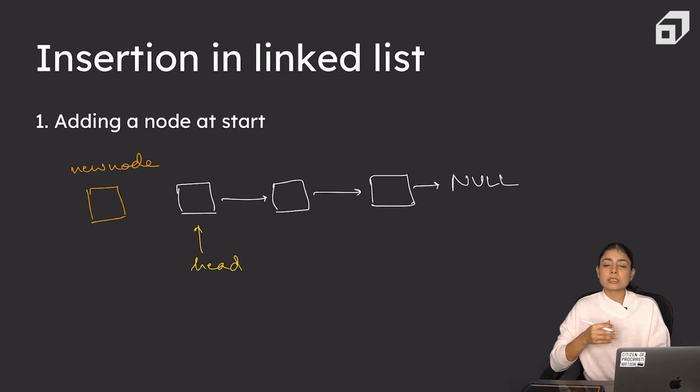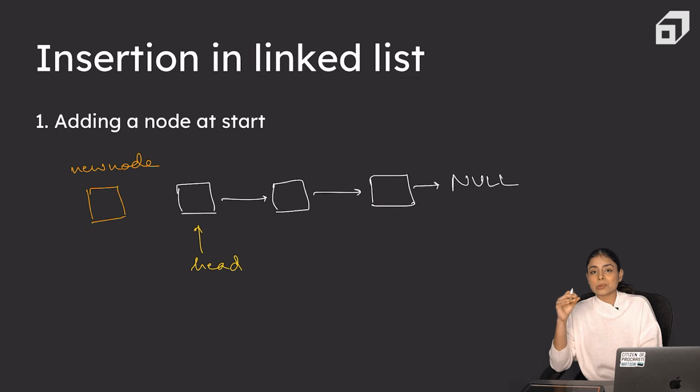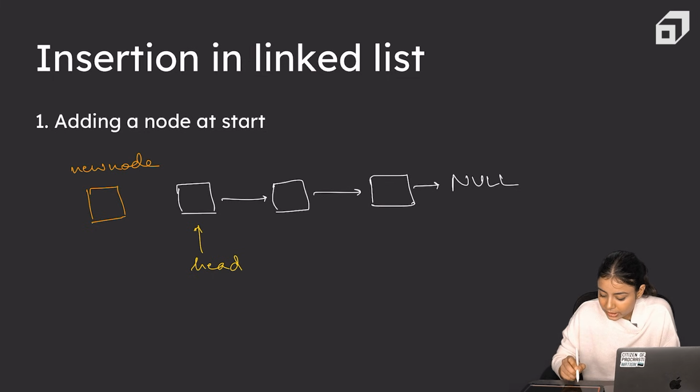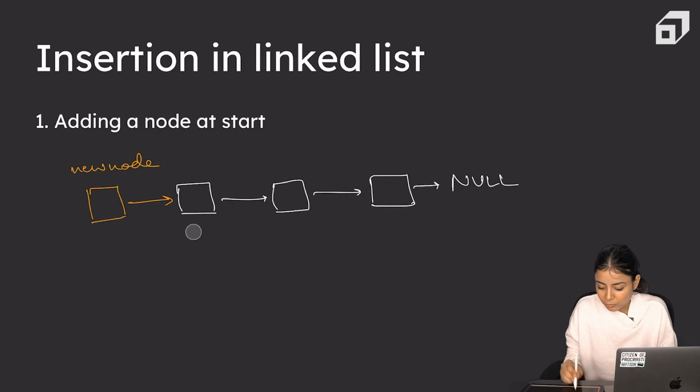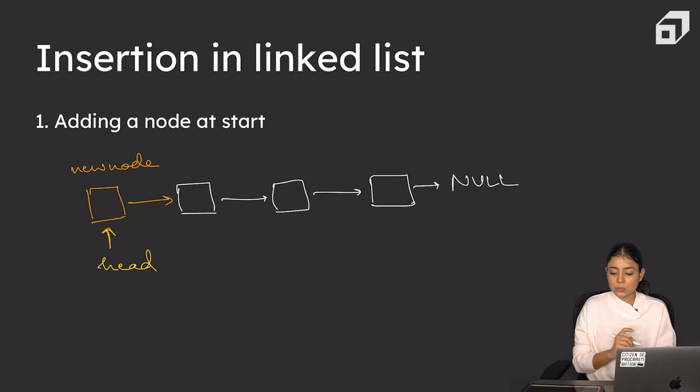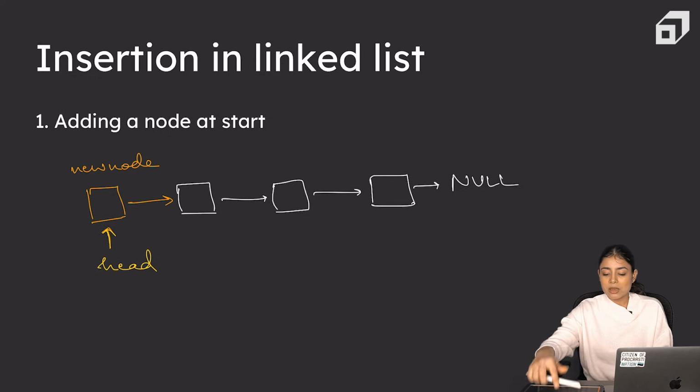So step 1 obviously will be to create my new node, and to add it to the linked list, what I'll have to do is the new node should point to the current head. So I'll say the next of new node should point to my current head, and once I have done that, I'll move my head pointer to my new node, and now I have added an element at the start of my linked list, right?